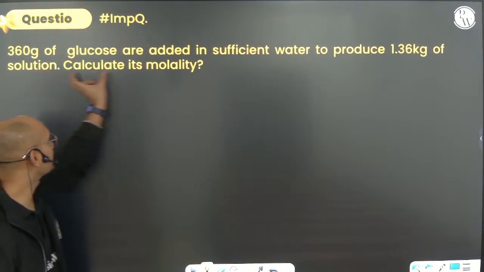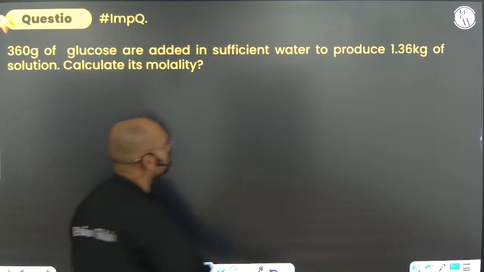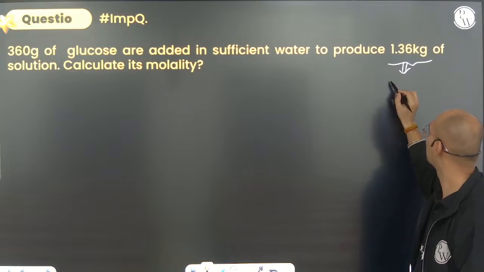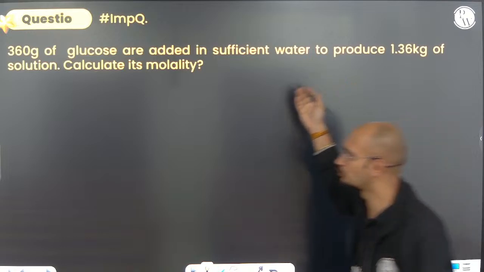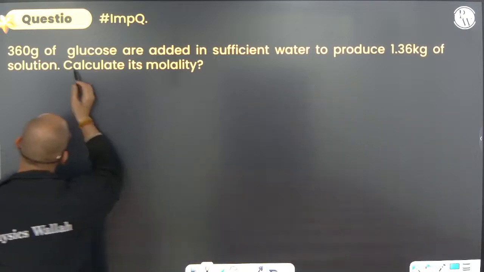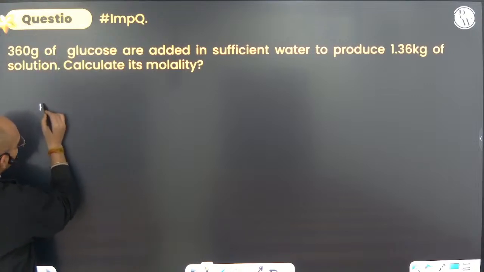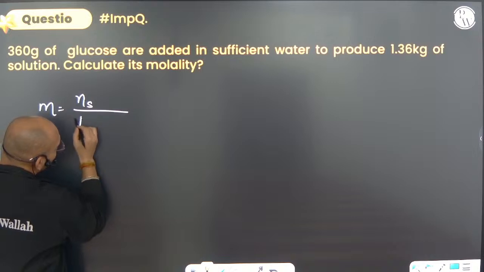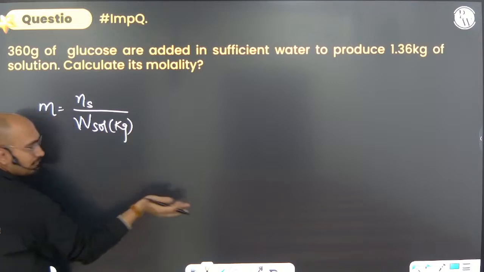Next, 360 gram of glucose is added in sufficient water to produce 1.36 kilogram of solution. We can say that it is 1000, or we can keep it as it is also, no issues. Now molality equals moles of solute by mass of the solvent. If it is given in kilogram, then you do not have to do anything.